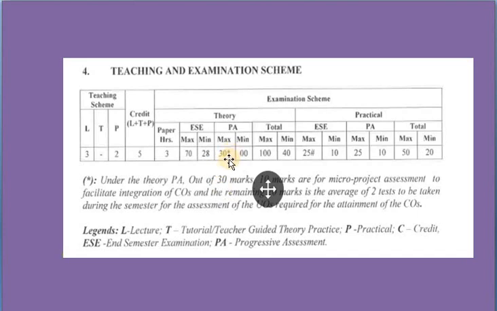Here these 30 marks are divided into 2 parts. First 10 marks are for the micro project assessment, and the remaining 20 marks are the average of 2 tests to be taken during the semester for the assessment. This is a total of 100 marks for the theory subject.